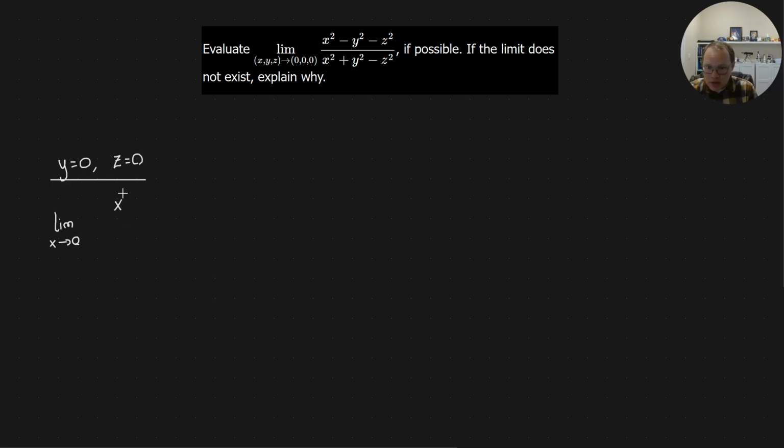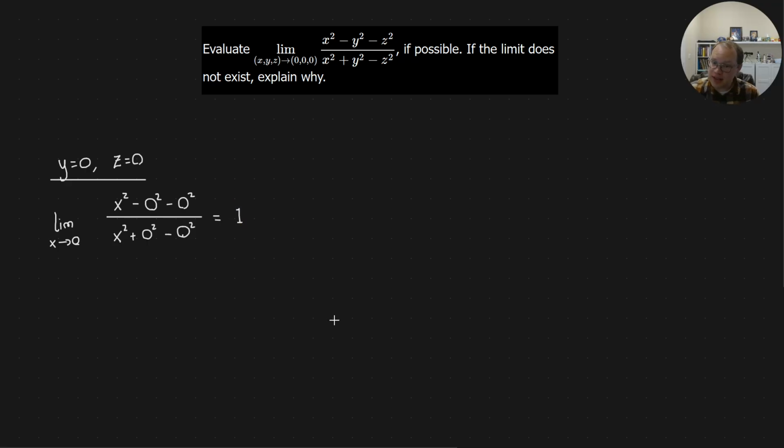So we get x squared on top minus the y squared, which I've set equal to 0, minus z squared, which I've set equal to 0, all over x squared plus the y squared, I've set equal to 0, minus the z squared, also set equal to 0. The x squareds will cancel. It's real easy to see this limit's 1. Okay, along that path. If this limit has to exist, it has to equal 1 along every possible path.